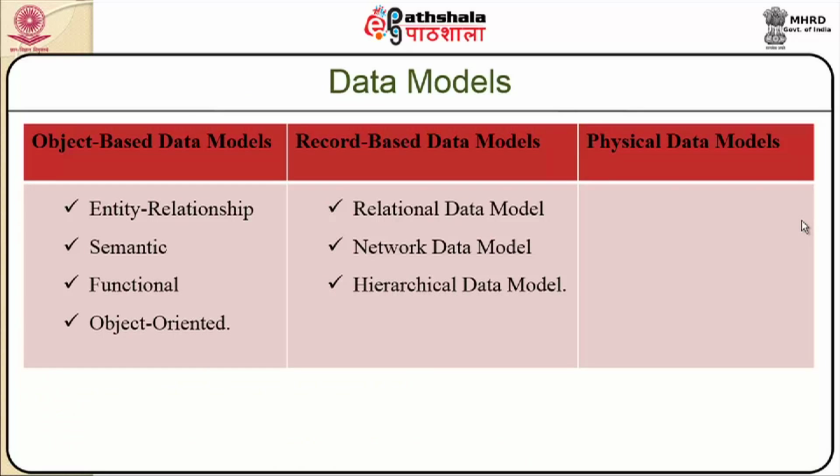So, to divide the data models into three different categories, one would be called as object based data model, the other one would be record based data model, and the third one is a physical data model. These object based and record based are towards implementation and conceptual model, whereas the physical model stores the values into the database. Object based data models include representations like entity relationship, semantics meaning the information, functional and object orientation, whereas record based data model include relational data model, network data model, and hierarchical data model.